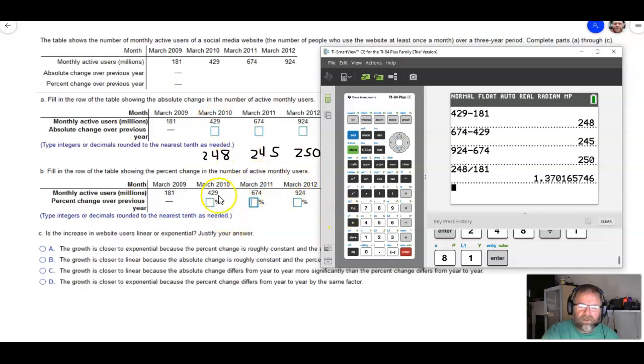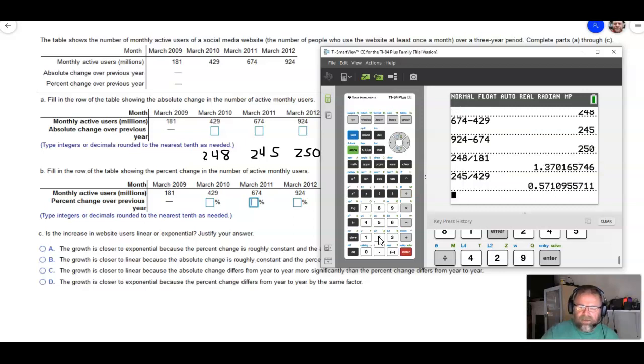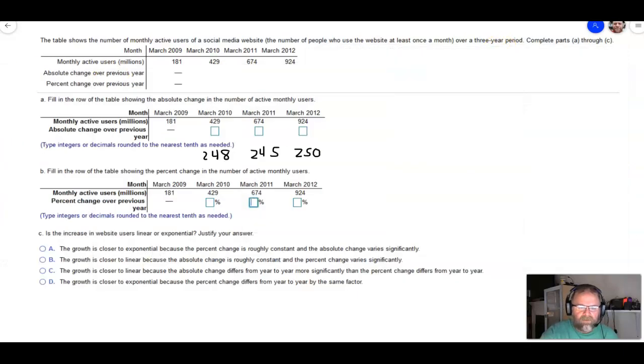So to go from March 2010 to March 2011, we're going to take that absolute change, which is 245, and divide it by the previous total, 429, and we're going to get as a percentage 57.1. And then let's do the same thing with the last one. So we have 250 divided by the previous total, which is 674, and that's going to give us a 37.1 percentage. So I'm going to go ahead and write these out here.